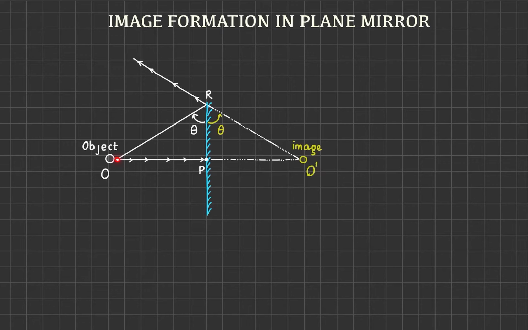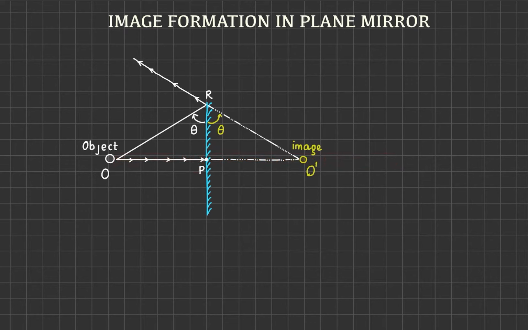First one, let's draw a line from the object to the mirror, but it should be perpendicular to the mirror. So we need to draw a straight line to the mirror perpendicularly, and then we need to extend it on the back side of the mirror.